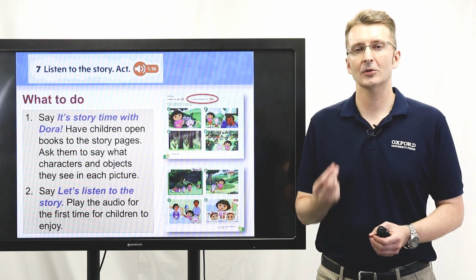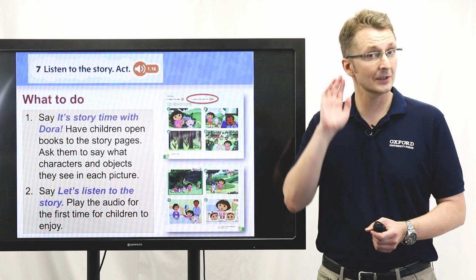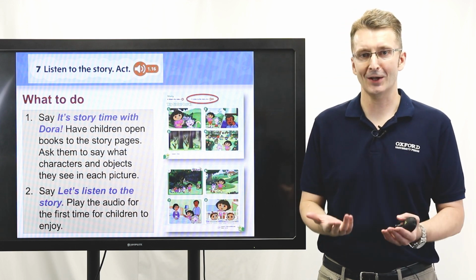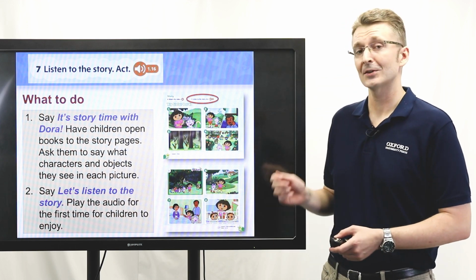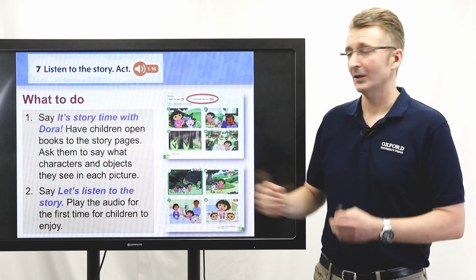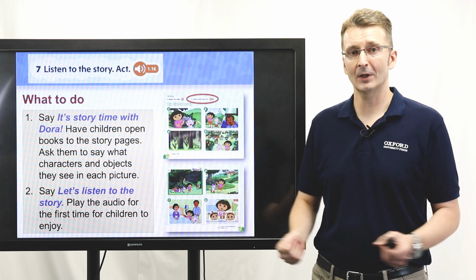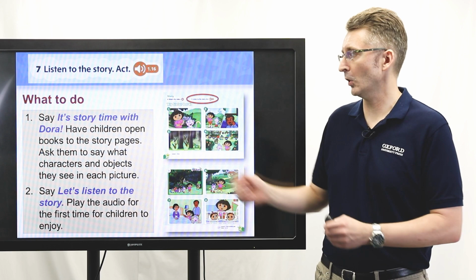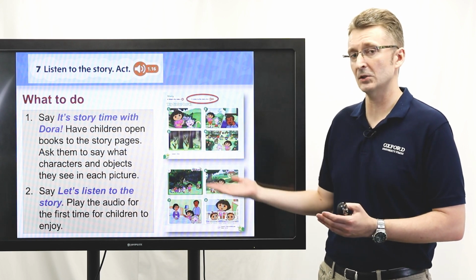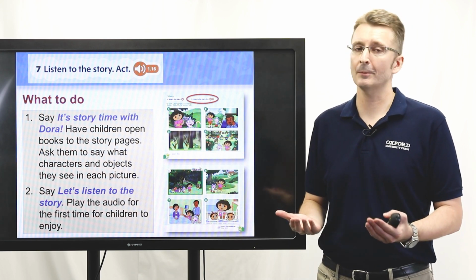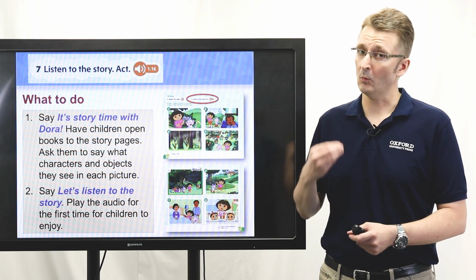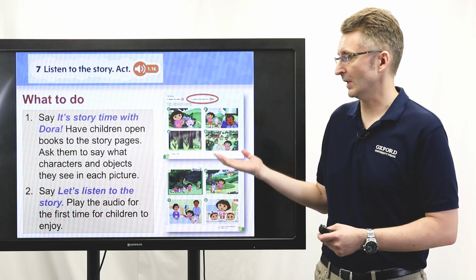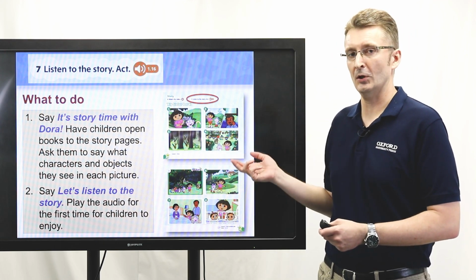So, what do teachers do to help students listen to the story and act it out? Let's take a look. Step 1. Say, "It's story time with Dora" to your students and have them open their books to these story pages. Then ask them a few simple questions about the pictures. What characters do they see? What objects do they see in each picture?